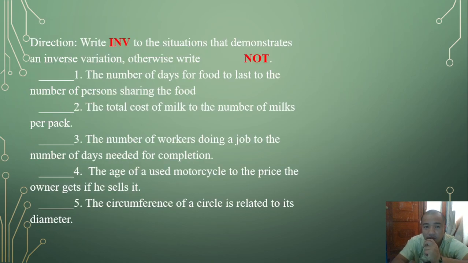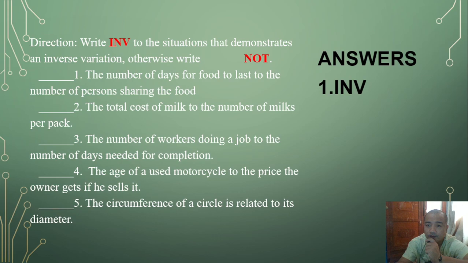Next, write IV for the situations that demonstrate an inverse variation. Otherwise, write not. Just write IV if the situation is an inverse variation. Write not if it's not. Number 1, the number of days for food to last to the number of persons sharing the food. That's an inverse variation. Number 2, the total cost of milk to the number of milks per pack. That's not an inverse variation. Number 3, the number of workers doing a job to the number of days needed for completion. That's an inverse variation.